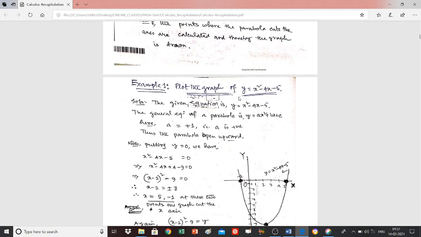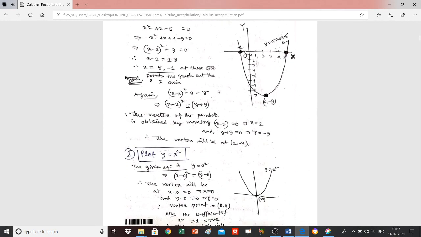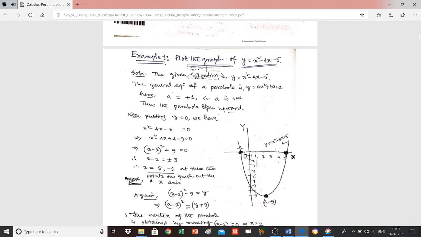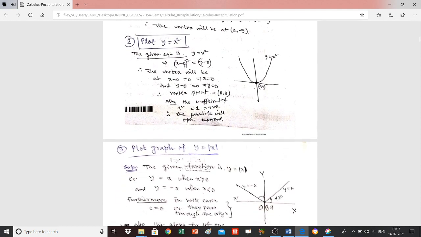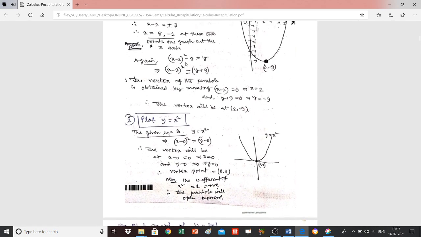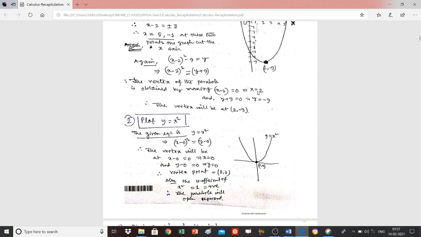So in this case, x minus alpha whole square is equal to y minus k. Here alpha is equal to 2, and k is equal to minus 9. Now you need to compare these: x minus 2 is equal to 0, x is equal to 2, and y plus 9 is equal to 0, or y is equal to minus 9. That means in this case the vertex will be 2 and minus 9.